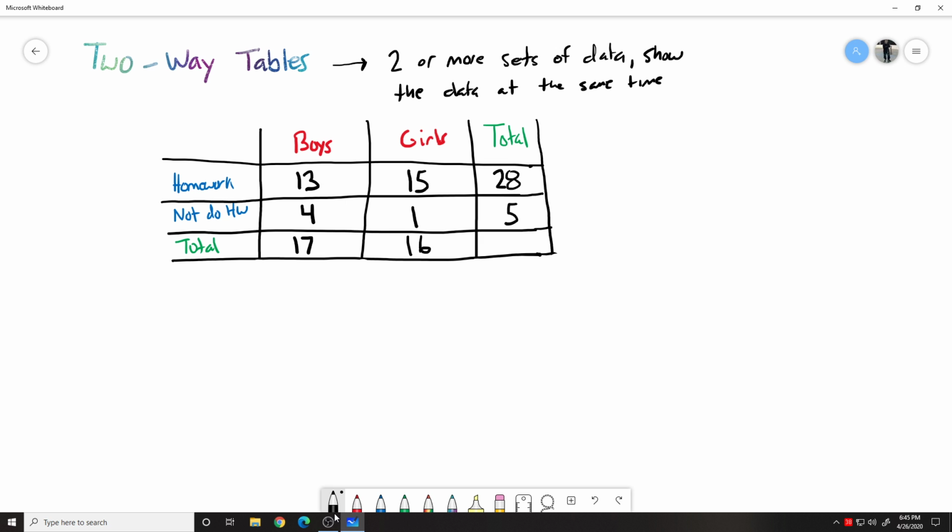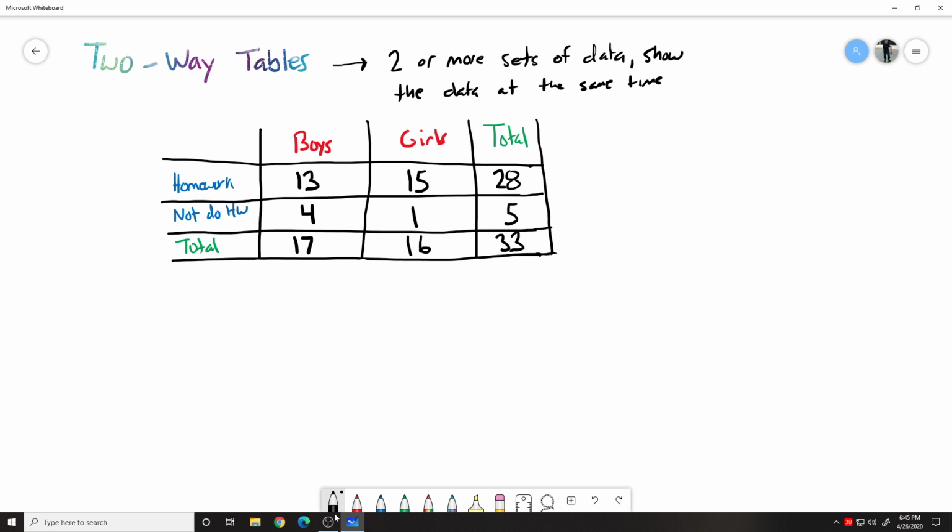And then always down here in the corner, we're going to have the total of the totals. You can get the total of totals either going this way, 28 plus 5, or you can go this way and say 17 plus 16. No matter which way you do it, you should get the same answer. If you add 28 plus 5, you'll get 33.